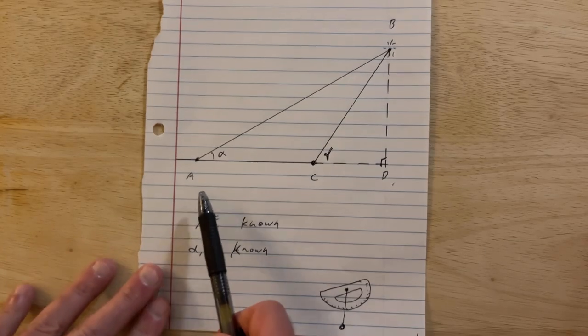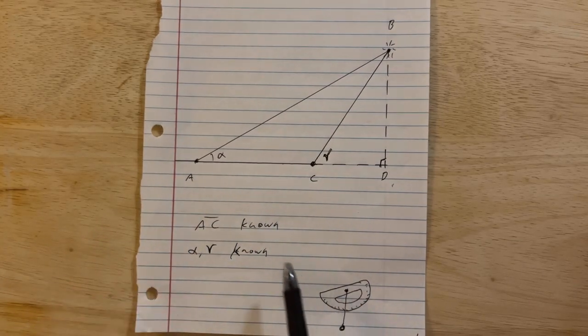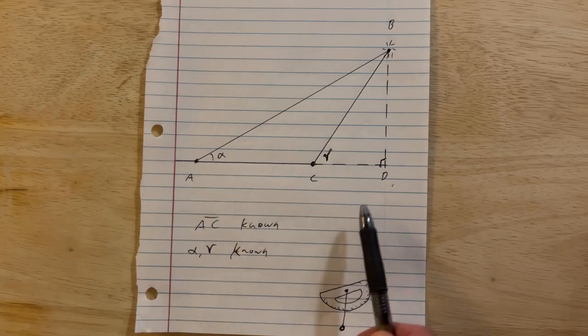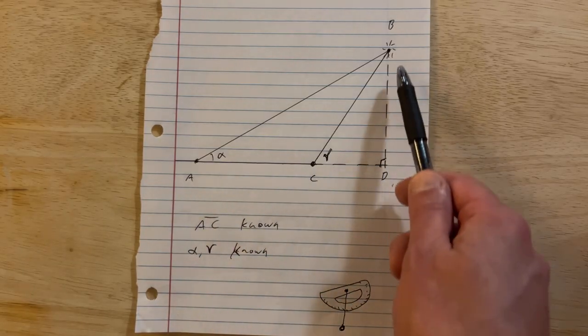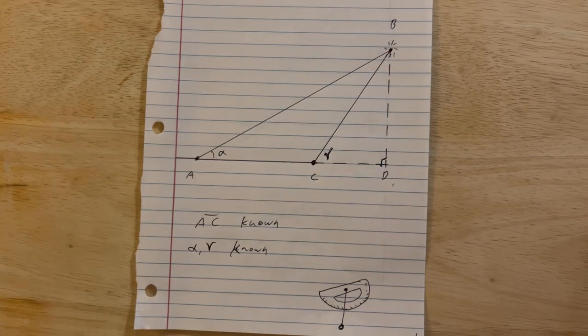Thus, we can pace off line segment AC, and we can either use our phones or a protractor to get the angles alpha and gamma. So how do we use this information to get the height of the cliff face, which is the line segment BD? You can pause the video if you want to try to figure it out for yourself. Otherwise, I'll show what I got on the next page.